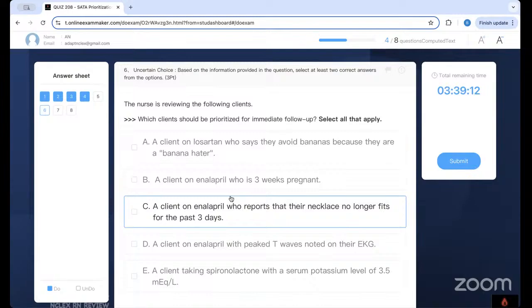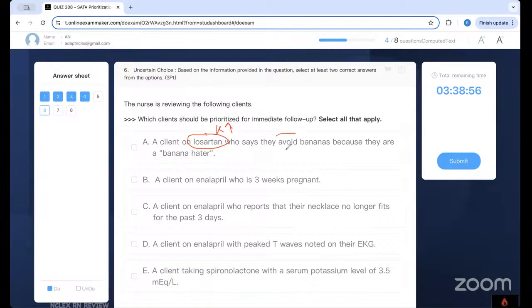This can be tricky, but think about it carefully before you select the answer. Now, losartan is going to increase your potassium, right? The patient is avoiding banana, which means potassium is going to decrease. This is going to balance, so this is okay. You're pregnant, 3 weeks, and you're taking an ACE inhibitor. ACE inhibitor is a what? Teratogenic. What do you think about it?